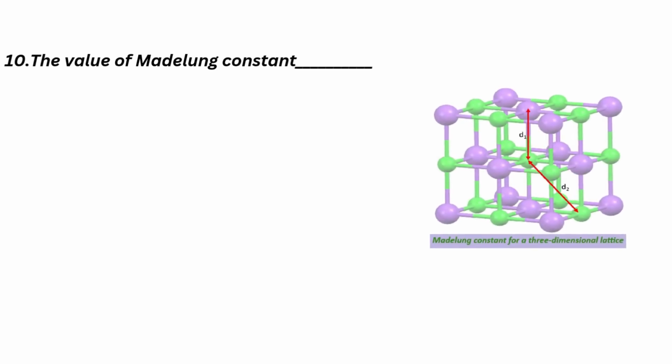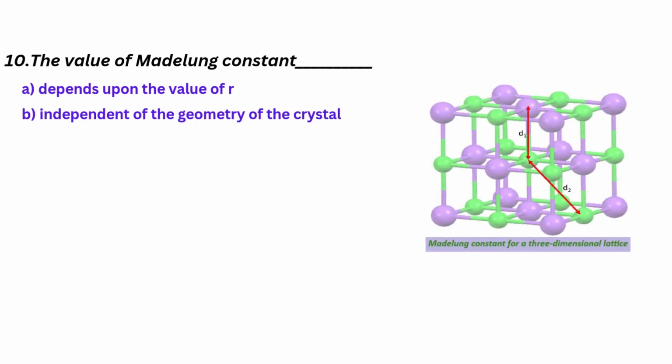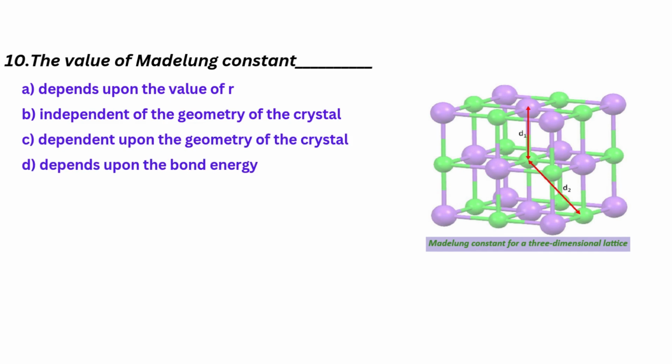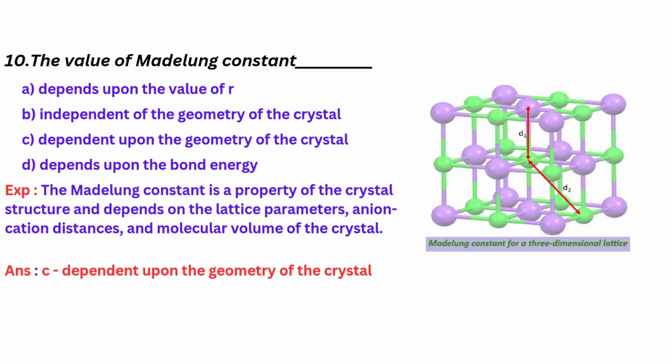The value of Madelung constant, the choices given are: depends upon the value of R; independent of the geometry of the crystal; depends upon the geometry of the crystal; depends upon the bond energy. The Madelung constant depends upon the geometry of the crystal. The third one is the correct one.